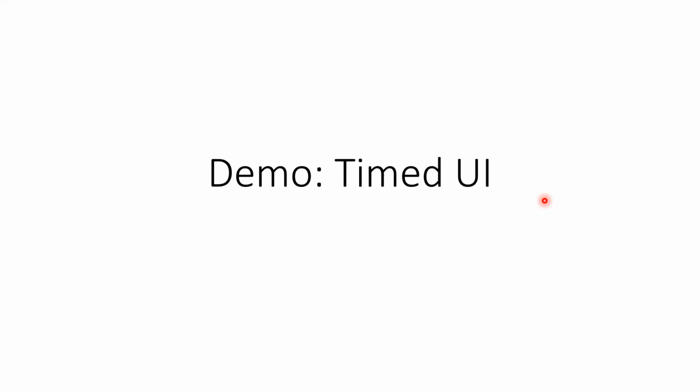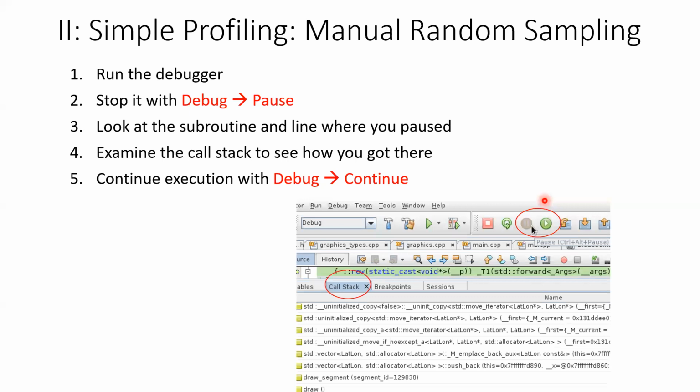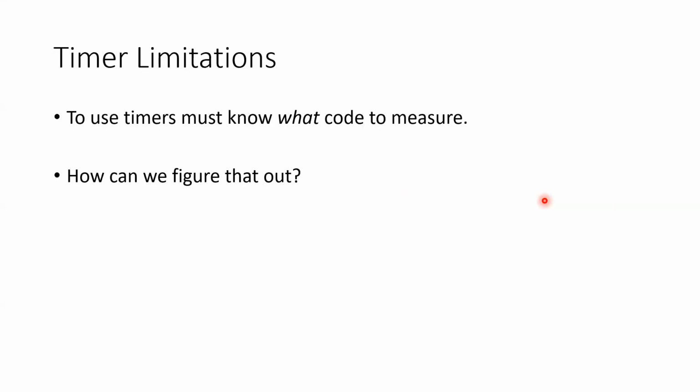So in this case, you will be able to profile a relatively accurate timing for the functions that you profile. But it will have limitations. For example, you will need to know what code to measure to profile. You'll need to know which functions you will need to add in the profiler. But how can we figure that out? How can we know which functions we should be profiling?